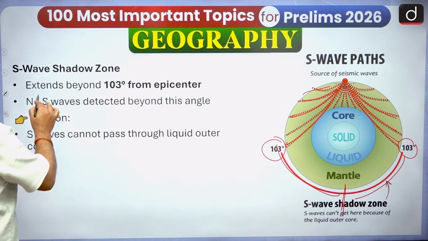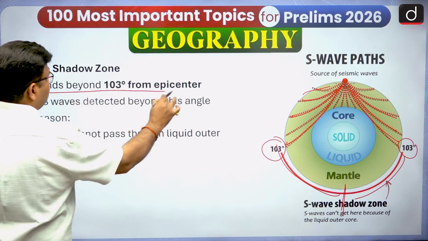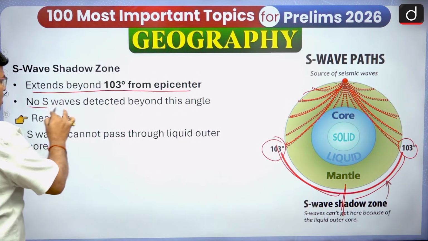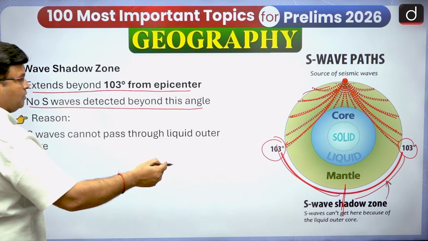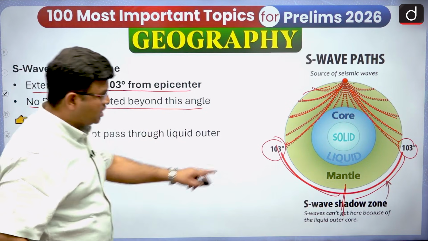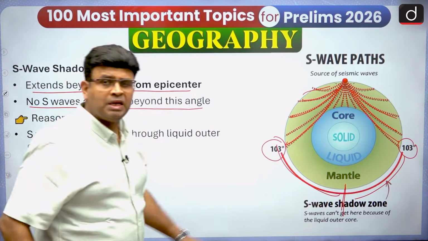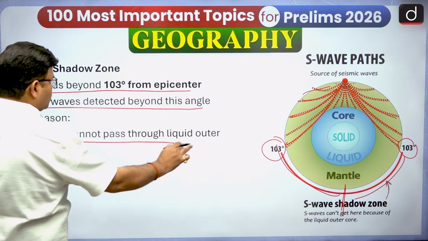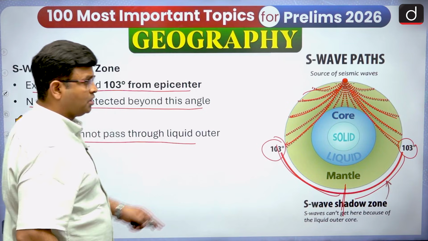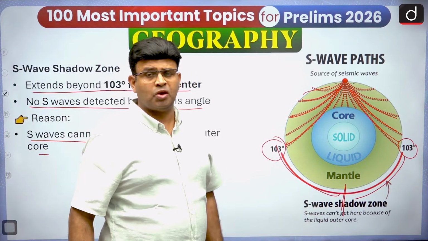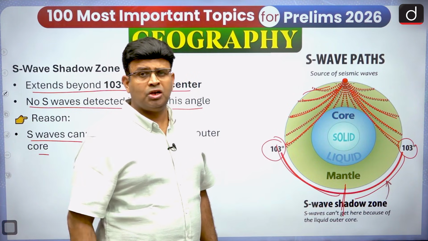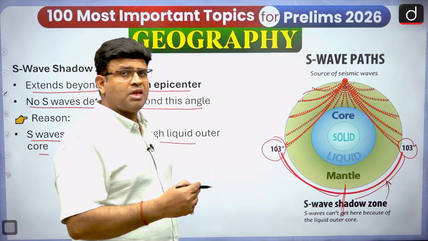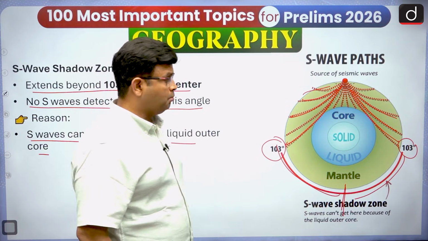So S waves extend up to 103 degrees from the epicenter or the focus of the earthquake. No S waves are detected beyond this angle of 103 degrees. After that, S waves cannot be detected by any seismic station, because S waves cannot pass through the liquid outer core. Recently, we discussed that S waves cannot enter into the outer core because it is liquid, because S waves cannot travel through a liquid medium.